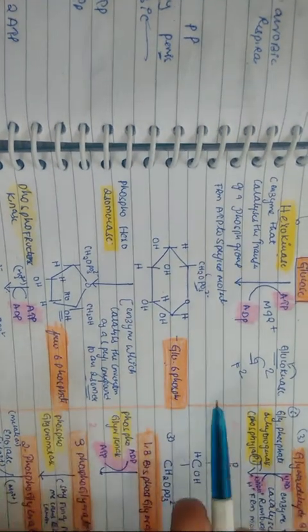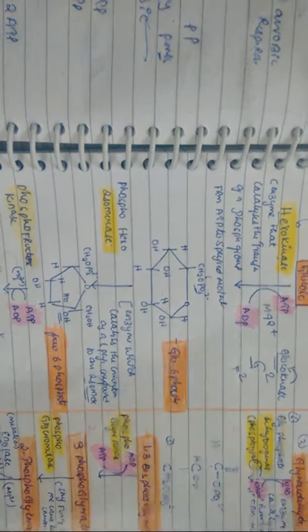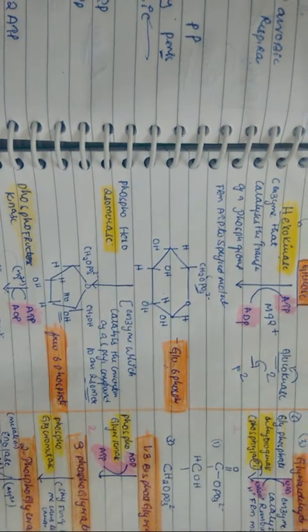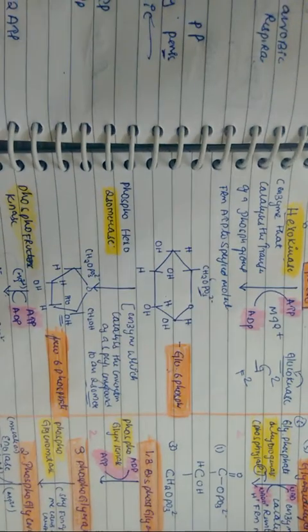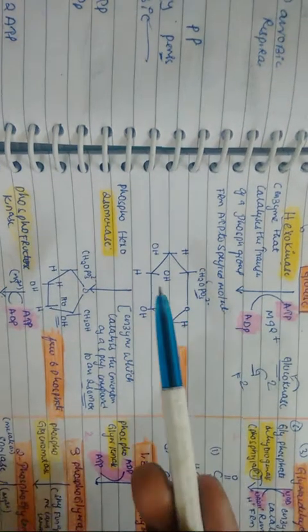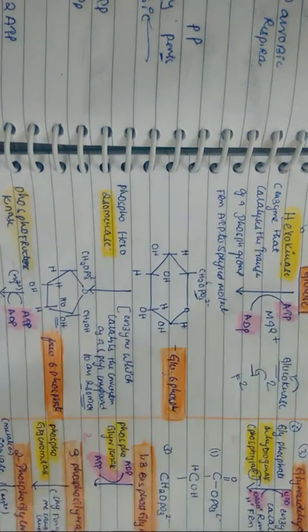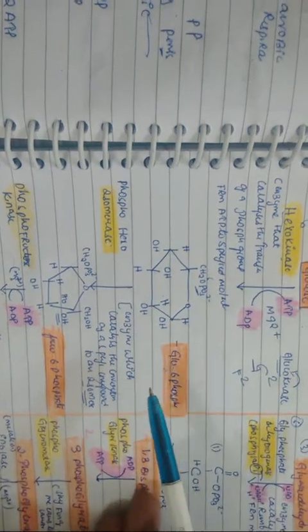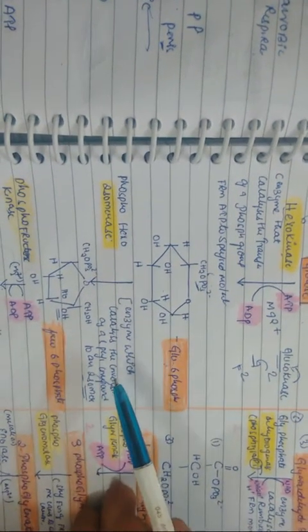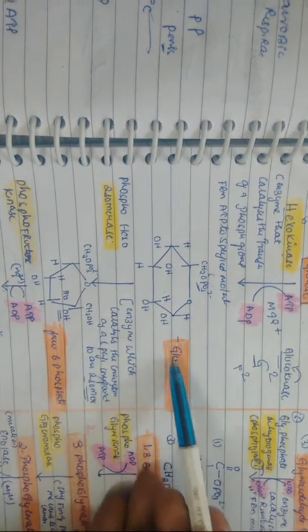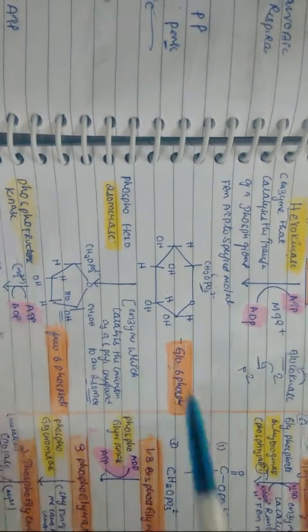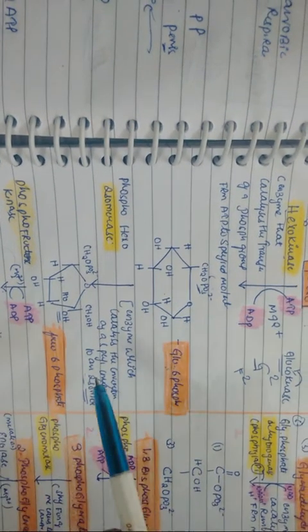You have just a conversion of glucose to fructose. Such a mechanism is coordinated by an enzyme known as isomerase. What is isomerase? Isomerase is an enzyme which catalyzes the conversion of a specific compound to its isomers.